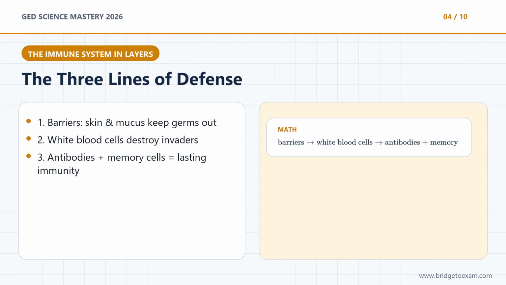When a pathogen does get near, your immune system defends in three layers. The first line is barriers. Your skin and mucus physically keep pathogens out. If something breaks through, the second line is white blood cells, which patrol the body and destroy invaders. And the third line is antibodies and memory cells. Antibodies lock on to a specific pathogen to mark it for destruction, and memory cells remember it, giving lasting immunity. Barriers, white blood cells, then antibodies with memory. Three layers, each deeper than the last.